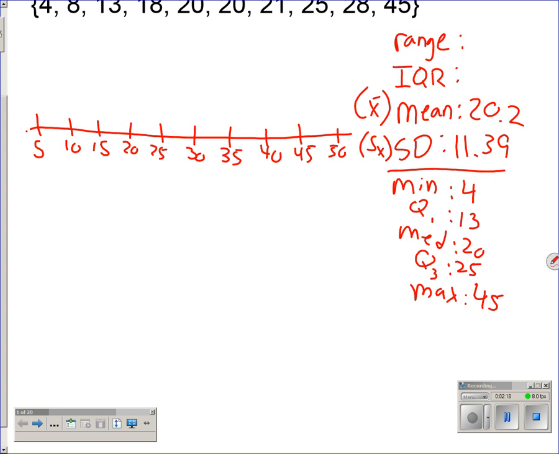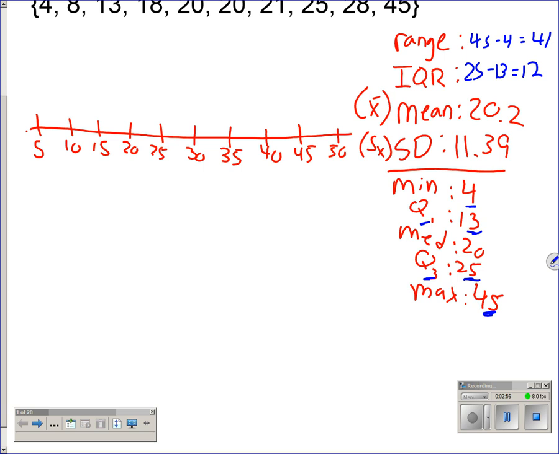What's our range? How do we find range? Max minus min, right? So here's our maximum value, here's our minimum value. We take those two and subtract, right? 45 minus 4, 41. What about IQR? What does that stand for? Interquartile range, how do we find that? Yeah. Q3 minus Q1, or 25 minus 13. It's the inner range. You just kind of bring your scope in a little bit. 25 minus 13, which is 12.